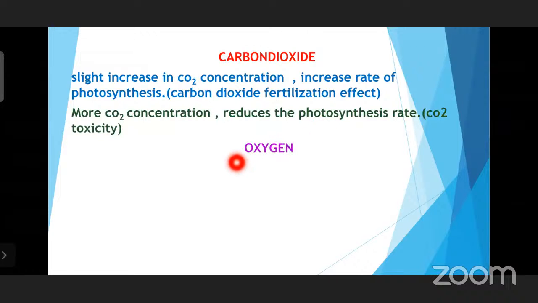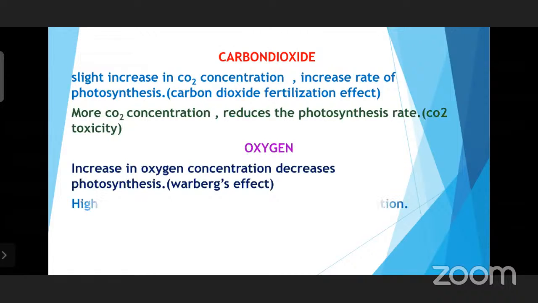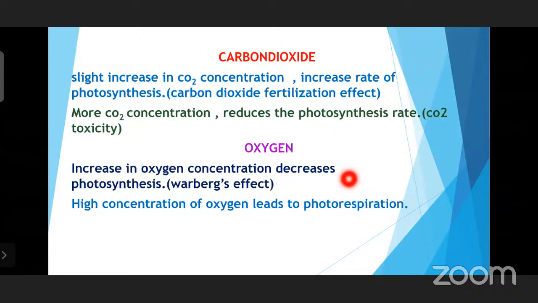Oxygen is also very important. Oxygen is liberated during photosynthesis. If it is higher in concentration in the leaf, then it will make rubisco undertake photorespiration, and that photorespiration is a wasteful process. So here, an increase in oxygen concentration decreases photosynthesis, which is also called Warburg's effect. So here, high concentration of oxygen leads to photorespiration.